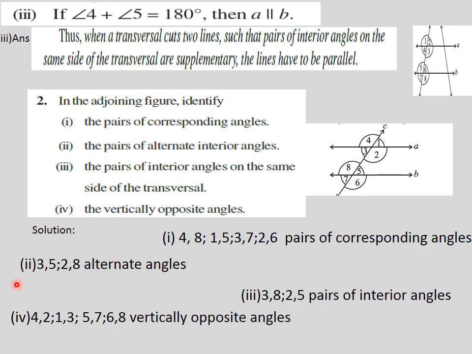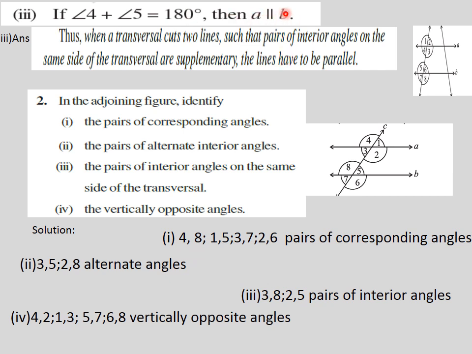So now let us go to the third question. If angle 4 plus angle 5 is equal to 180 degrees, then A is parallel to B. So what are angle 4 and angle 5? Angle 4 and angle 5 are interior angles because they are inside. When the sum of two interior angles is equal to 180 degrees, that means 4 and 5 are supplementary angles. So when they are supplementary angles, then A is parallel to B.